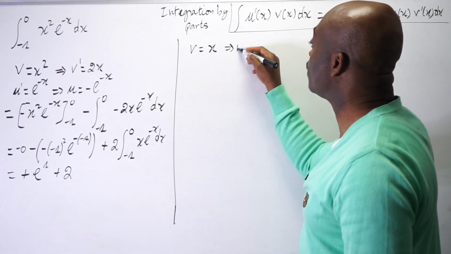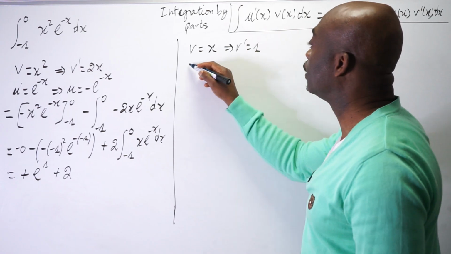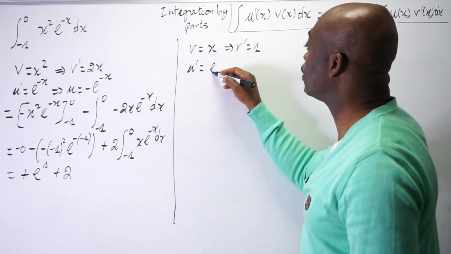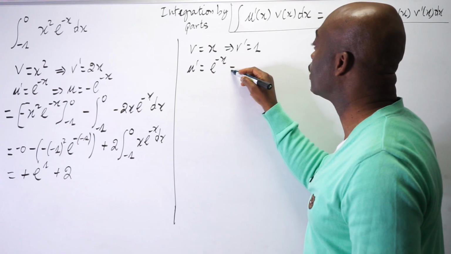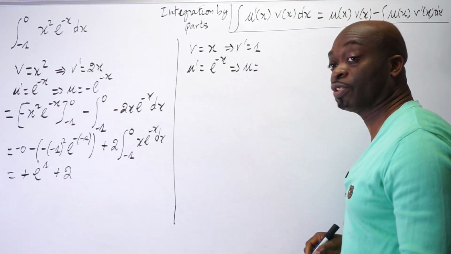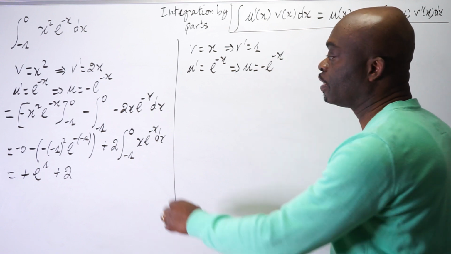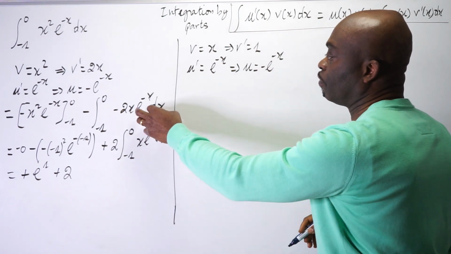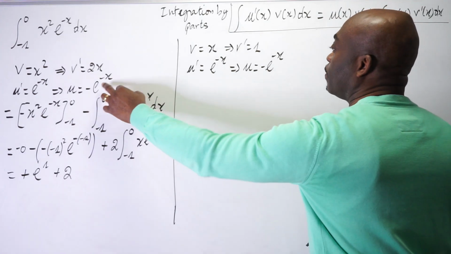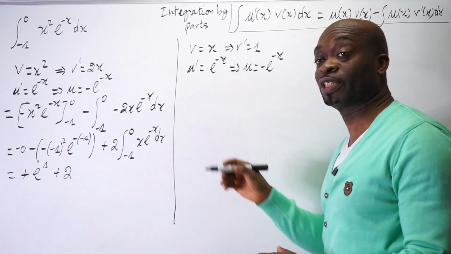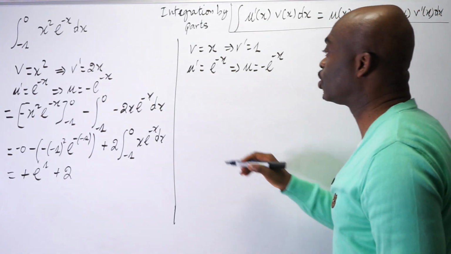So that means v prime is going to be 1. Then u prime is going to be exponential negative x. Then u, which is the integral of this one, is negative exponential negative x, the same thing as the one that we did here already, okay? Here, this one. So now we're still going to use the same formula, it doesn't change.